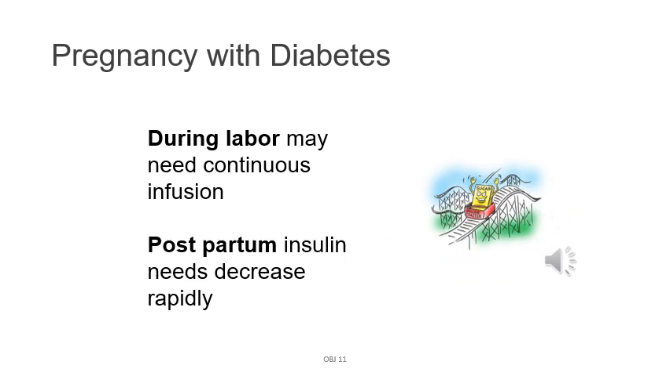Alright, when you have pregnancy with diabetes, this is a very big deal. Every patient should have a diabetic educator, and they should be tested between 24 to 28 weeks gestation to see if there's any gestational diabetes going on. During labor, they may need a continuous insulin infusion. Postpartum, the insulin needs decrease rapidly.